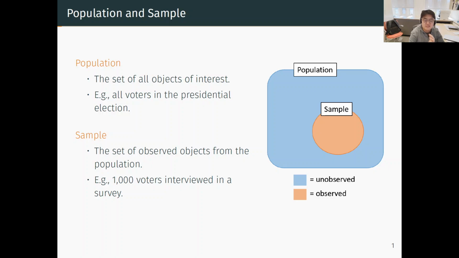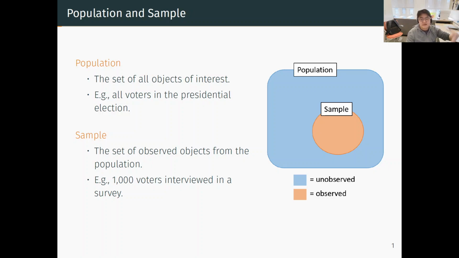So here comes the distinction between the population and the sample. The population is all the voters, right? Ideally, we would like to observe every one of them, if possible, but we cannot observe all of them. We instead observe just a part of them. That is the sample, right? The sample is the set of observed objects from the population.